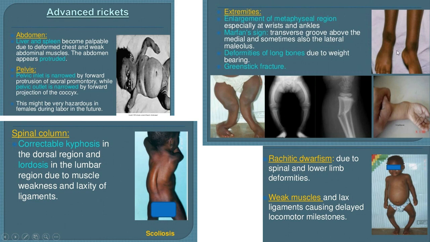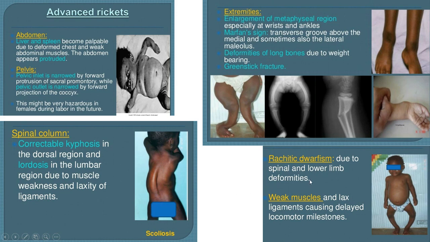Okay. Now, chance of fracture is also common in rickets, like Greenstick fracture, and the metaphyseal region will be widening. Most commonly we can find wrist widening, and the ankle can also be affected. In old cases, and in the advanced stage, we also find there will be kyphosis.